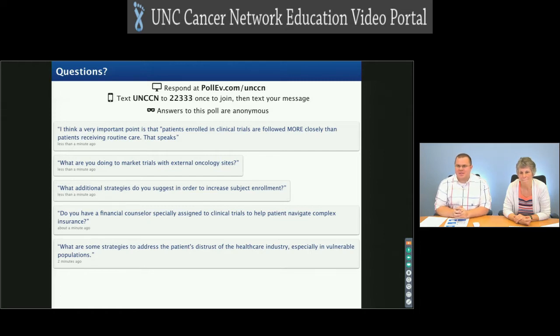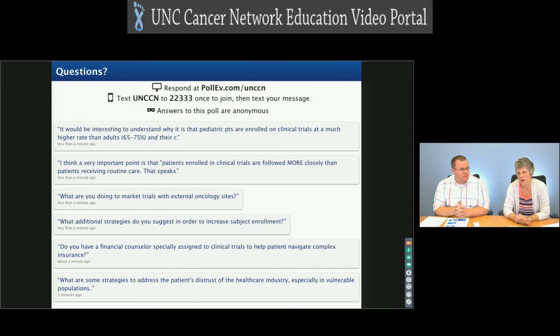Okay, it looks like we've had several other questions roll in, so we'll move right on to the next one. Do you have a financial counselor specifically assigned to clinical trials to help patients navigate complex insurance? We don't. The cancer hospital has a couple of financial counselors, and we refer them directly because of the complexity of it, and there's a lot of routine care costs. We have them speak to financial counselors here in the cancer hospital, and if we have any questions, we've reached out to them as well to talk about a specific case.